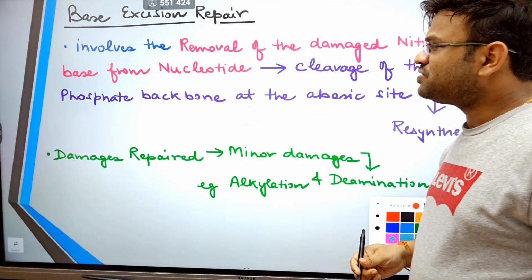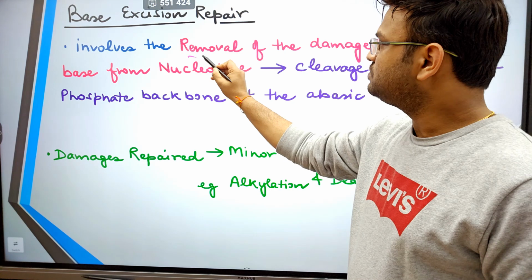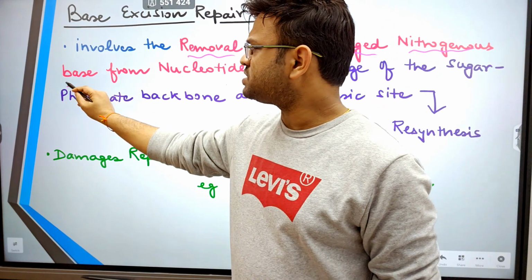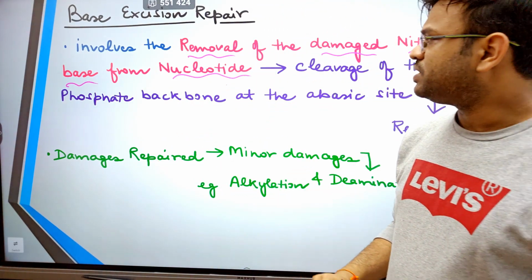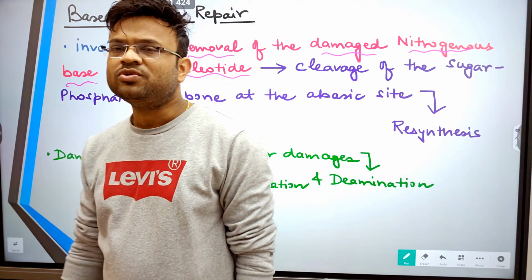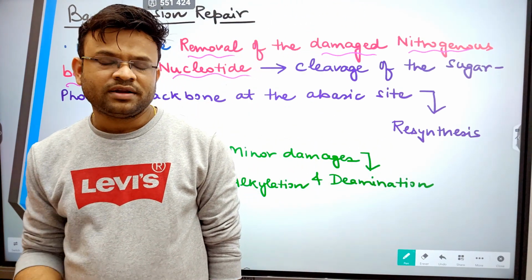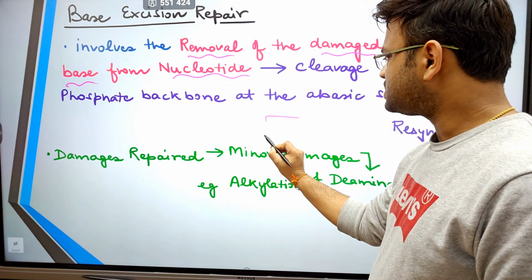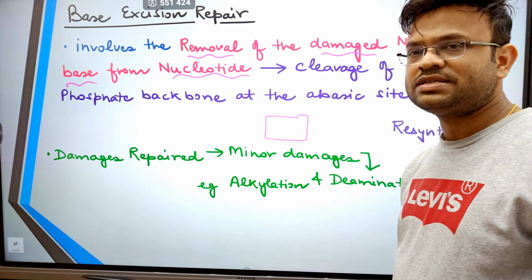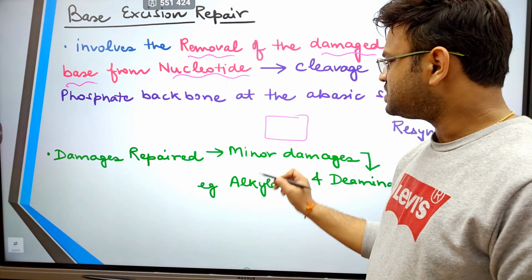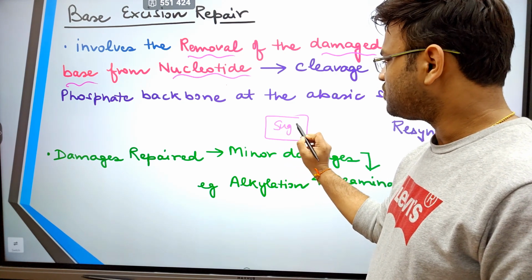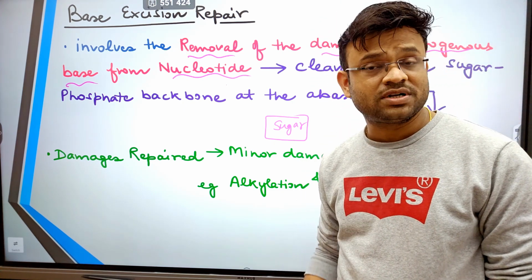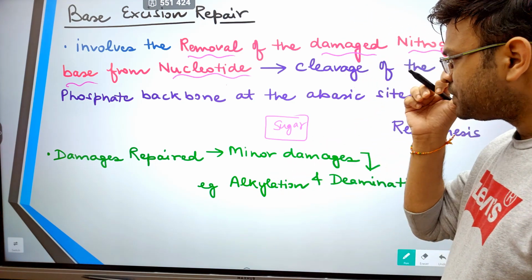So now base excision repair involves the removal of the damaged nitrogenous base from the nucleotide. Now, if you talk about a nucleotide, what do you mean by a nucleotide? A nucleotide has several components. Let me quickly draw it for you. Suppose this is a sugar. Because we are talking about the DNA repair system, this is deoxyribose sugar. For convenience, I'm just writing it as sugar, but you have to consider it as deoxyribose sugar since we are talking about DNA.